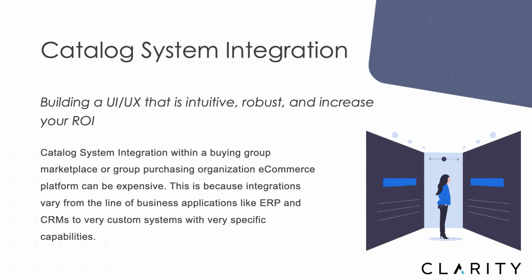So, first off, let's just define what a catalog system integration is. At a high level, we're taking the product catalog on the website and we have to populate it with a significant amount of data. And that data might be coming from multiple and different sources. So basically, that's done through integration. It could be with a platform like Clarity Connect. There are many of them out there.